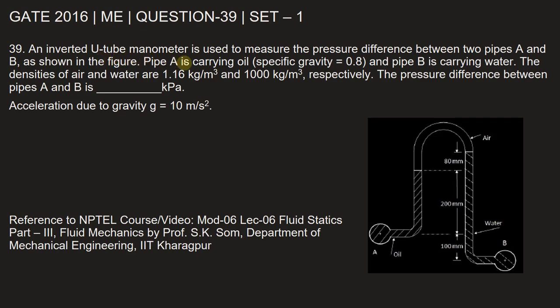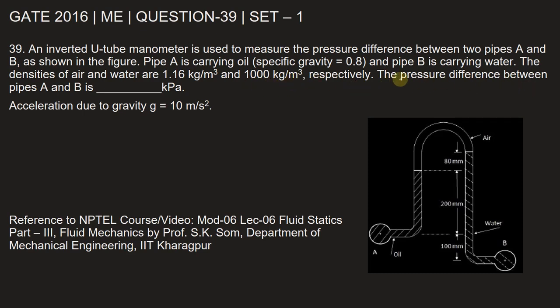An inverted U-tube manometer is used to measure the pressure difference between two pipes A and B, as shown in the figure. Pipe A is carrying oil of specific gravity 0.8 and pipe B is carrying water. The density of air and water are 1.16 kg per meter cube and 1000 kg per meter cube respectively.